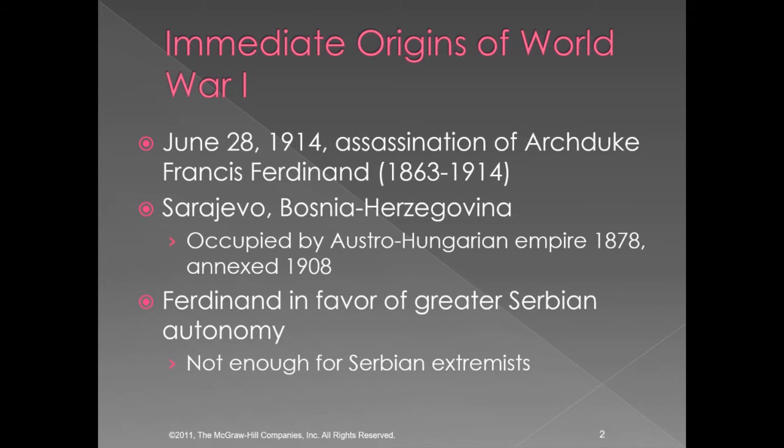Ferdinand, the Archduke, is actually in favor of greater Serbian autonomy. And these different groups are culturally very different from Austrians and Hungarians. They are actually much more closely related to Russians. And so they are having a problem. They're kind of chafing under the yoke of this imperialistic power that wants to come and impose things on them.